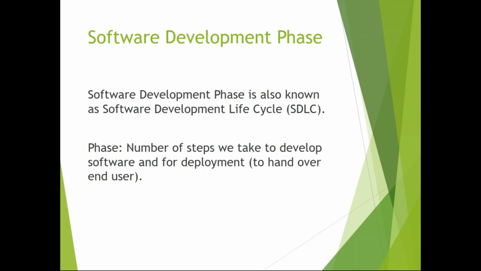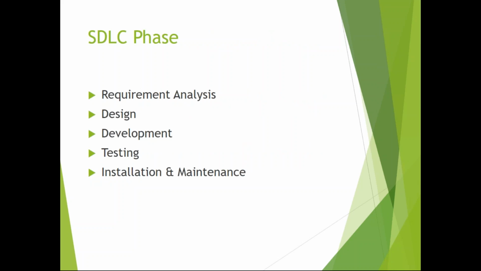Now all this activity is done on the software. So first we should know how software is developed. The software development phase is also known as SDLC. This is a very common terminology. The phase means the number of steps we take to develop the software from the inception level to the final level. So these are the five phases of the SDLC: requirement analysis, design phase, development phase, testing, and installation and maintenance.